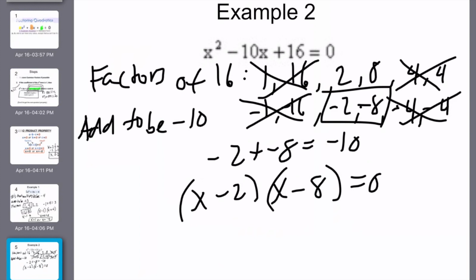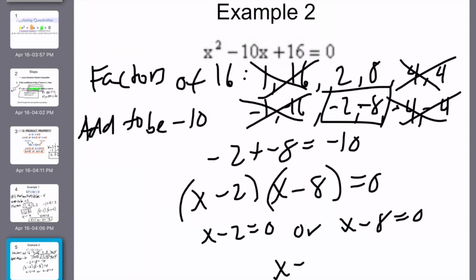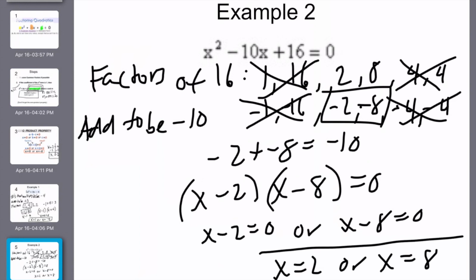And I have to go one step further to say x minus 2 equals 0 or x minus 8 equals 0. So my x's are either x equals 2 or x equals 8. And those are my solutions.